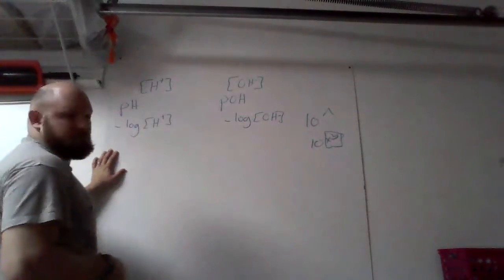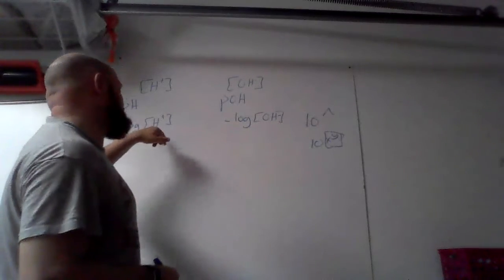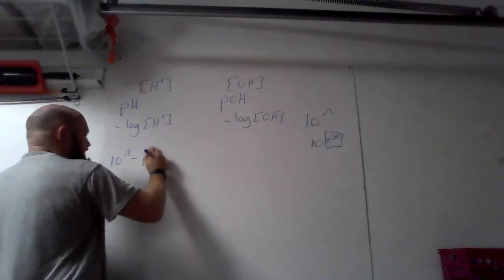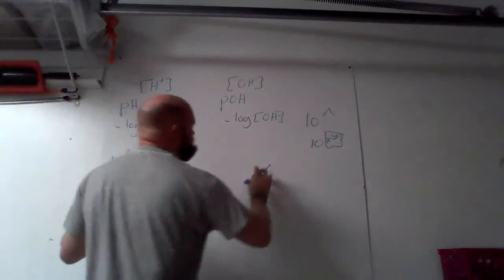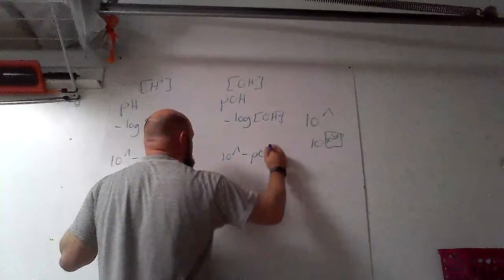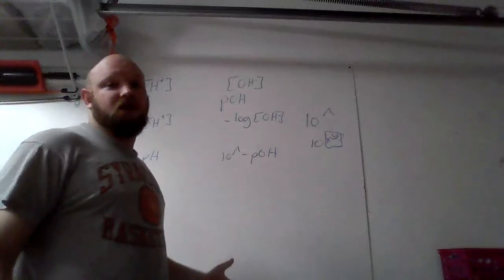So to get the hydrogen ion concentration when you have the pH, you do 10 to the negative pH. If we need to find hydroxide concentration, we do 10 to the negative pOH. Okay? So you can solve a bunch of things on the worksheet.